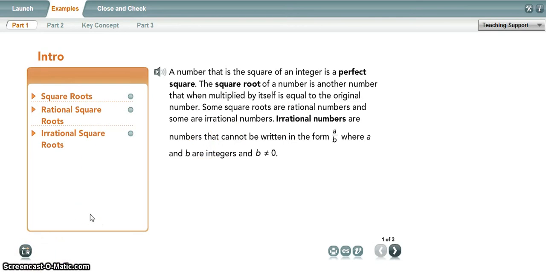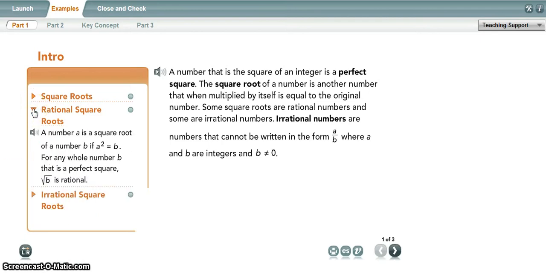Okay, so there are two different types of square roots that we're going to focus on today as well. The first type is going to be rational square roots. A number a is a square root of a number b if a squared equals b. For any whole number b that is a perfect square, the square root of b is rational. Okay, you want to make sure that you're getting these definitions into your notes.